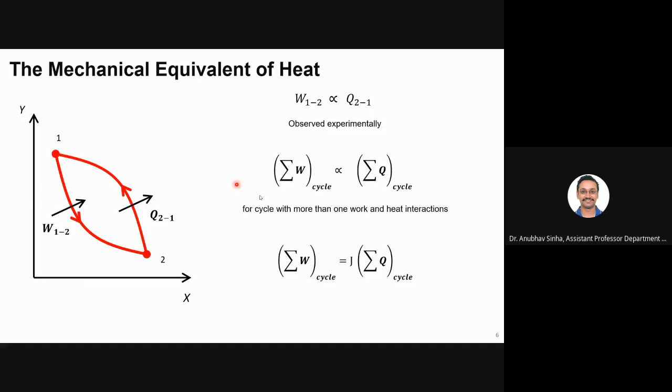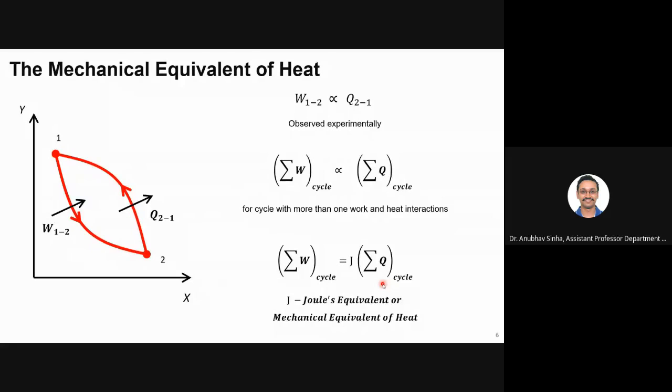So what Joule did was propose a constant of proportionality. Because this is proportional to this, I want to put an equality sign. So he said, let W equal J times the summation of Q in the cycle. This was one of the major results which came from Joule's experiment, and this J is Joule's equivalent, or the mechanical equivalent of heat. So now you see we are equating work with heat. This is something which was previously not known.